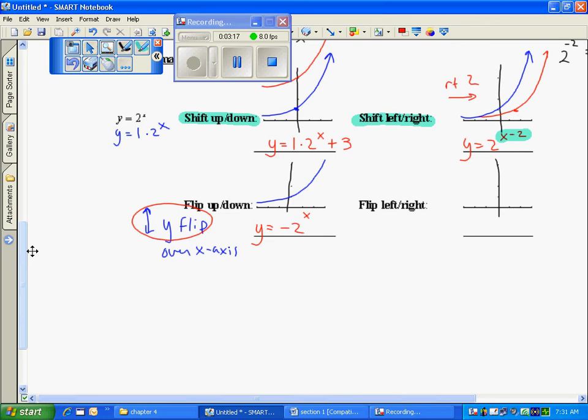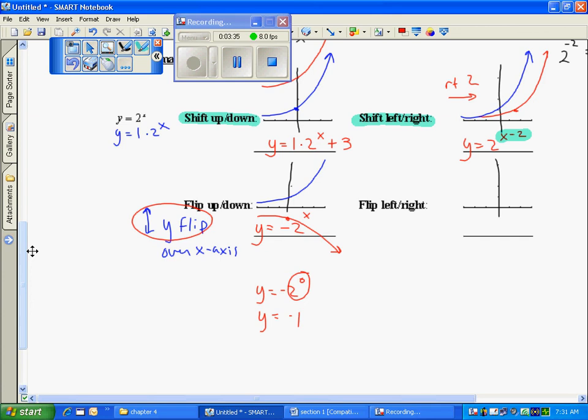So if I try to sketch this and I put in 0, so I go y equals -2 to the 0, well, 2 to the power of 0 is 1, so it's going to flip down to -1. So it's going to be down in this area, and the graph is going to flip over. So you got to be careful.